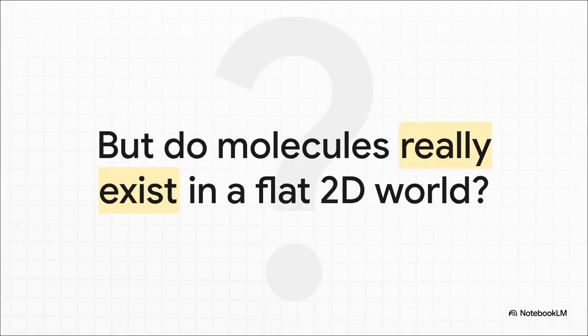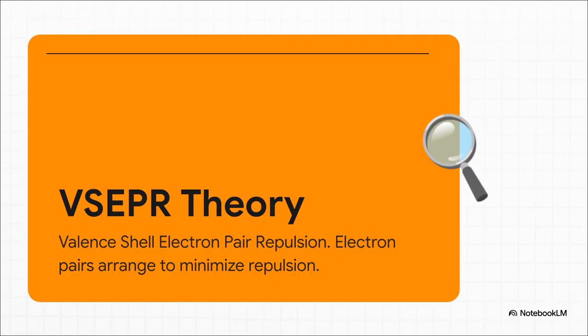But come on, think about it for a second. Do you really believe that's how it exists in reality? That the building blocks of the entire universe are flat? Of course not. The 2D drawing is a lie. I mean, it's a useful lie for sure, but it's a lie nonetheless. So to get to the truth, we need something called VSEPR theory. Now, it sounds super complicated, but the core idea is incredibly simple.